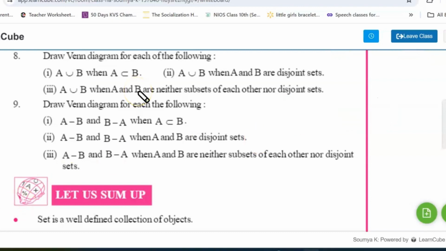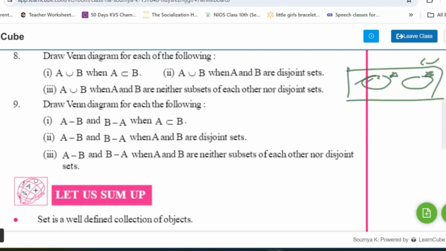Next is A union B, when A and B are disjoint sets. So the Venn diagram will look like this: A and B disjoint. This is A, this is B, and this is the universal set. And A union B will give you all the elements from set A and all the elements from set B. So this shaded portion shows you A union B in this case.